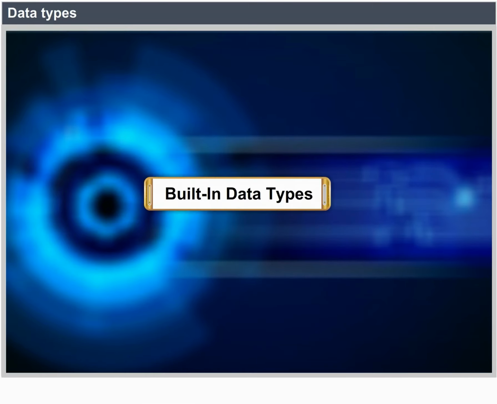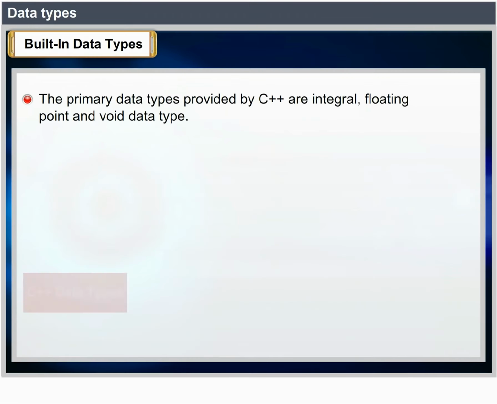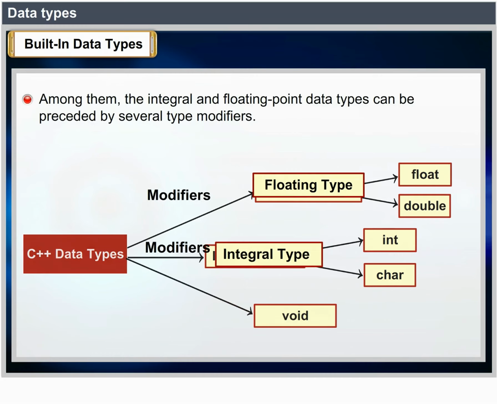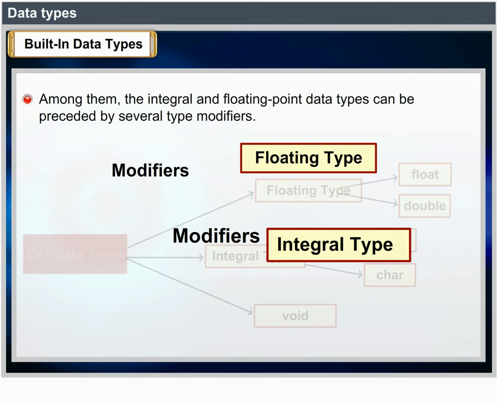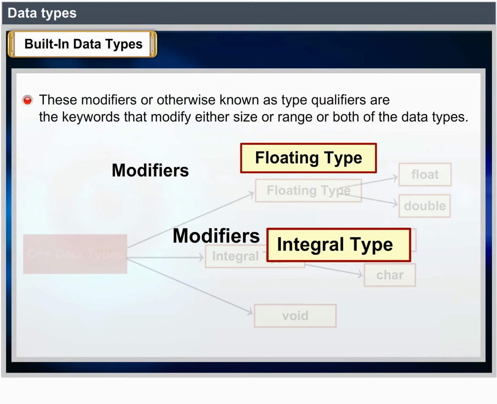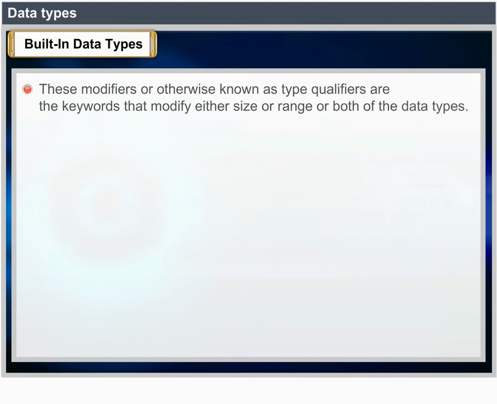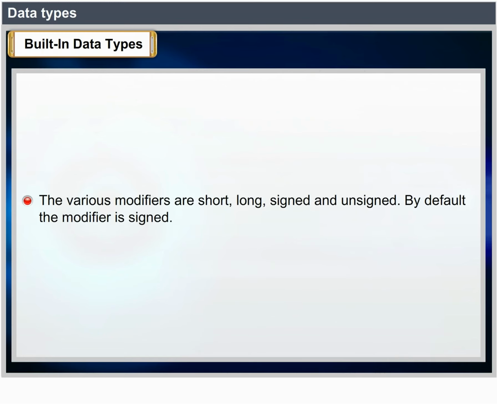Built-in data types. The basic fundamental data types provided by C++ are integral, floating point, and void data types. Among these data types, the integral and floating point data types can be preceded by several type modifiers. These modifiers, also known as type qualifiers, are the keywords that alter either size or range or both of the data types. The various modifiers are short, long, signed, and unsigned. By default, the modifier is signed.